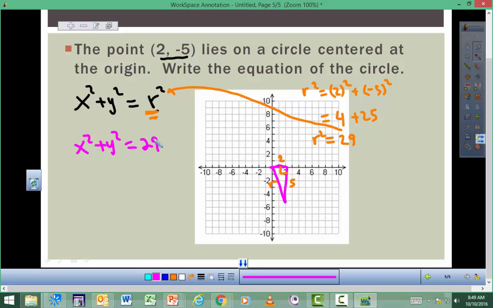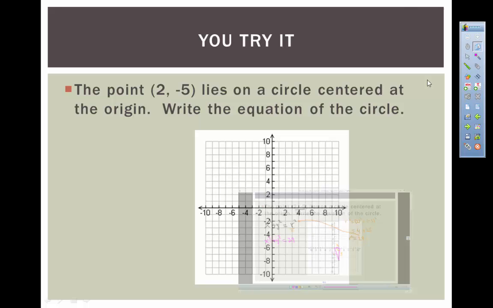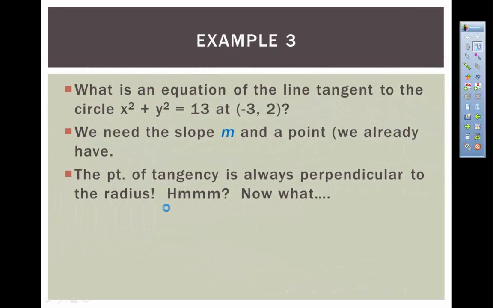Okay, so that's the intermediate problem. We had the real basic problem where we just graph it. Then we have this problem where you come up with the equation. And there's one more problem that we like to do. For some reason we like to find tangent lines. So let's try one of these. What is the equation of the line tangent to the circle x squared plus y squared equal to 13 at the point negative 3, 2? So what we're going to need is a slope and a point, because we're trying to find the equation of a line.